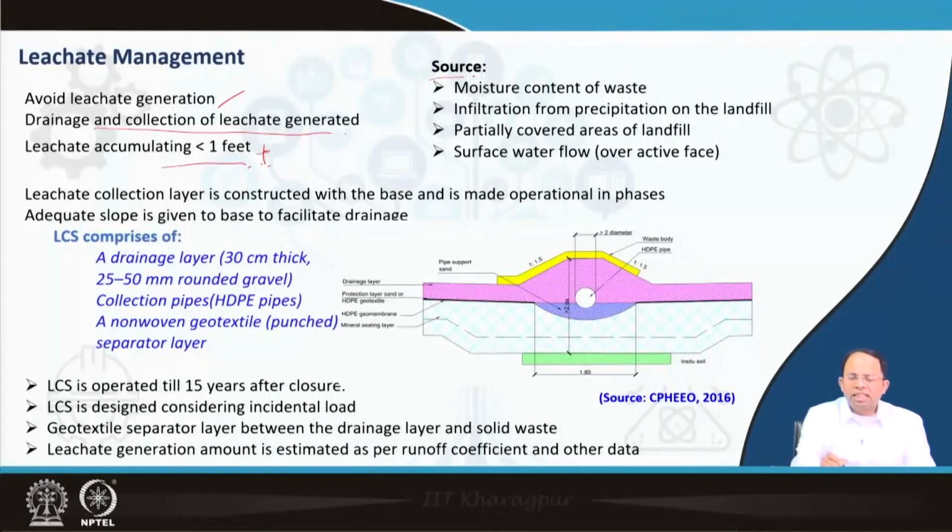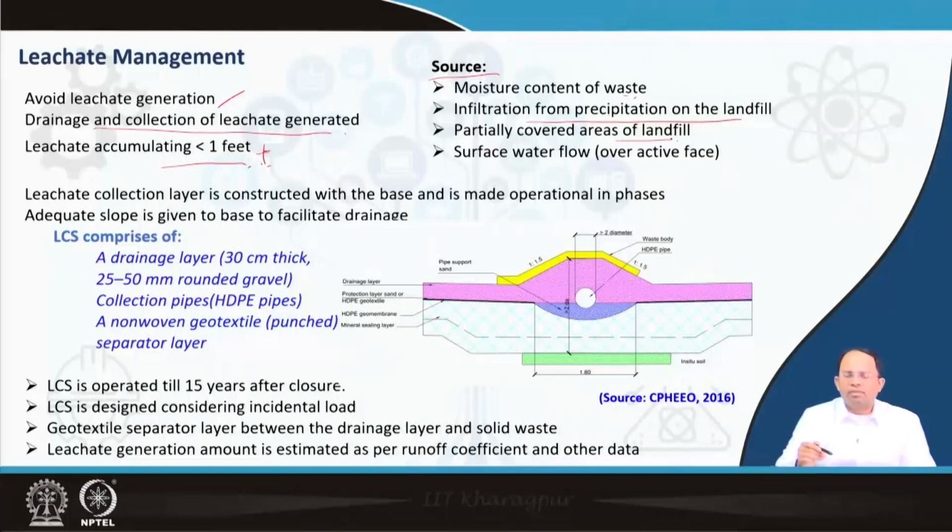And where does the leachate come from? We have also discussed this earlier. Moisture content of waste, that is, the waste itself has got moisture, so this moisture may gradually travel down. Because we are pressing on the waste, it gets compacted, so moisture will obviously ooze out. Infiltration from precipitation on the landfill, so some amount of water will definitely get in. During the time the landfill is active, we are only giving intermediate covers or daily covers, so obviously water will come inside, and that generates leachate.